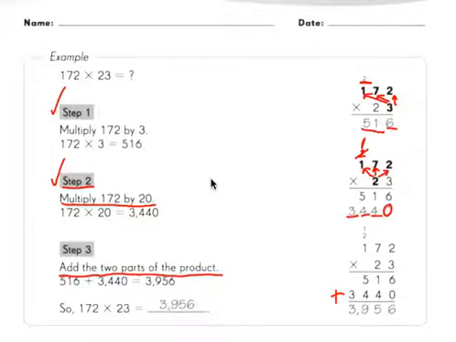Okay? And once you add those 2 lines together, 6 plus 0 is 6. 1 plus 4 is 5. 5 plus 4 is 9. And nothing plus 3 is 3. So our answer is 3,956.